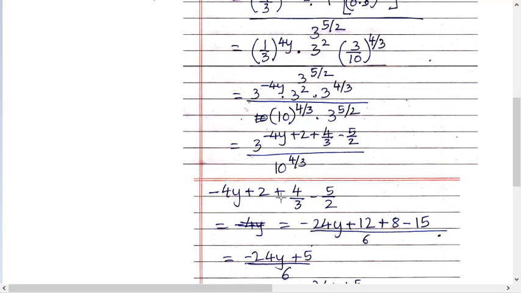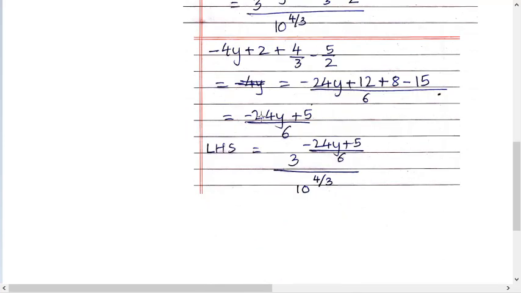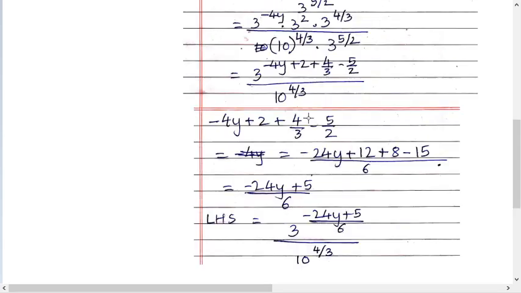Minus 4y plus 2 plus 4 by 3 minus 5 by 2 equals to what? What is the LCM of 3 and 2? Bring everything to 6, so common denominator 6. Then this becomes minus 24y plus 12 plus 8 minus 15, right? 3 times 4 is 12, 2 times 4 is 8, 2 times 3 is 6, so 5 times 3 is 15. So it becomes minus 24y plus 5, the whole upon 6. So what is LHS then? This is the index. LHS is 3 raised to (minus 24y plus 5) upon 6, the whole upon 10 raised to 4 by 3. This is the left hand side.